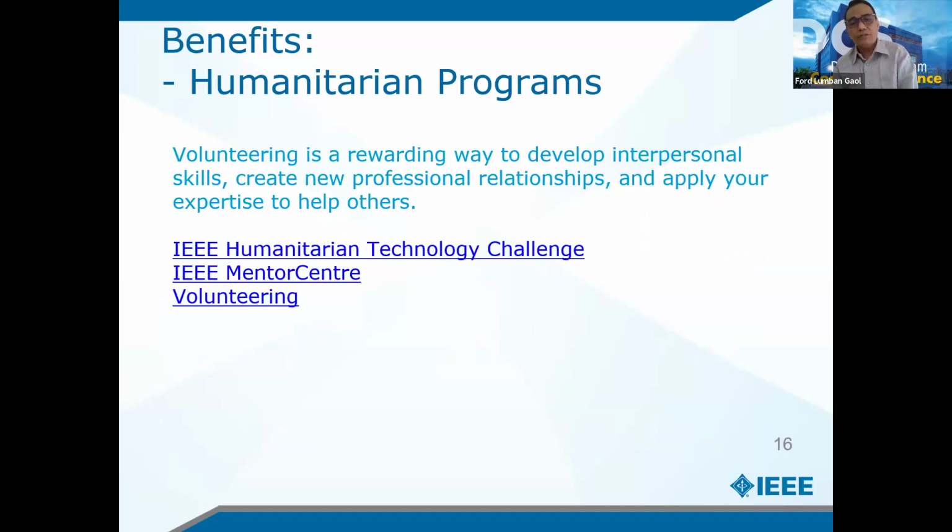Volunteering is rewarding to develop interpersonal skills, create professional relationships, and of course build the expertise to help others. This is also part of the SDGs, the Sustainable Development Goals. You can look at it, especially for the IEEE Humanitarian Technology Challenge. In the Indonesia section, there are numerous activities about IEEE Humanitarian Technology. In the past, for instance, when we had earthquakes, volcanic eruptions, and even a tsunami, we tried to implement technology adopted from IEEE.